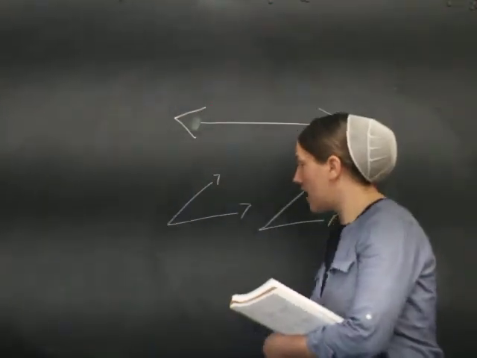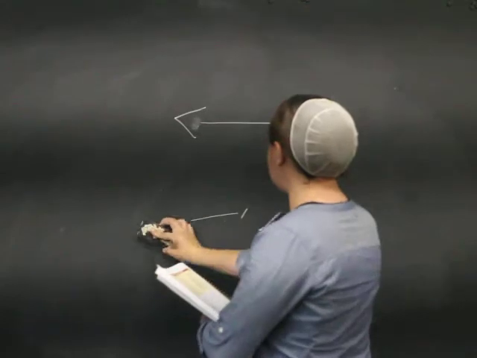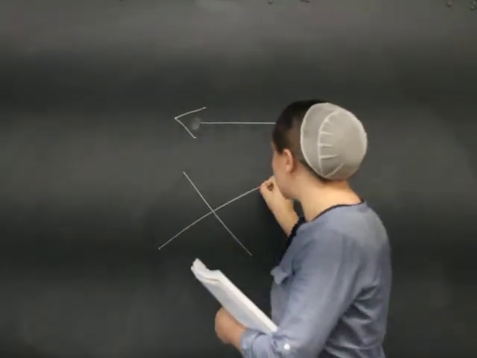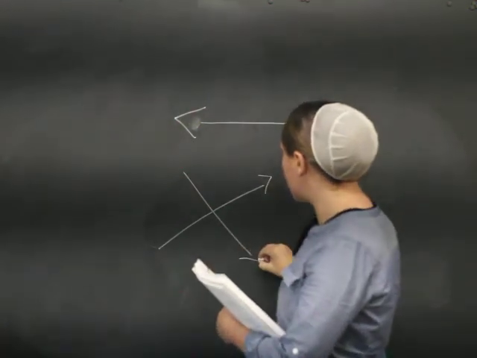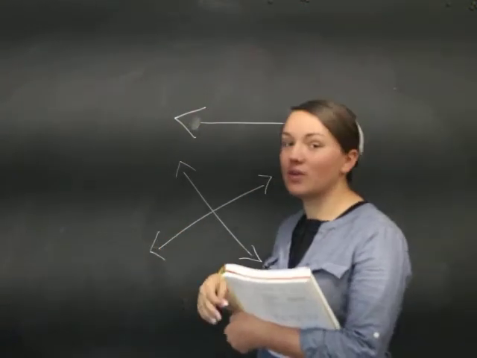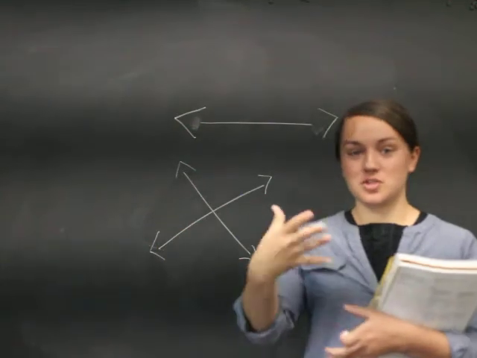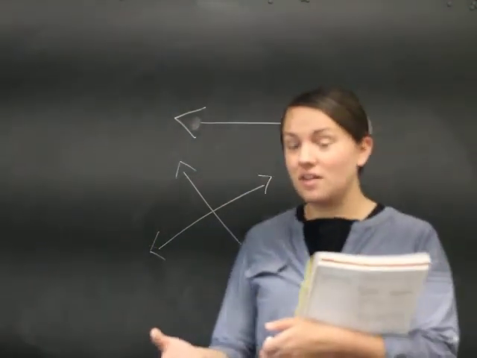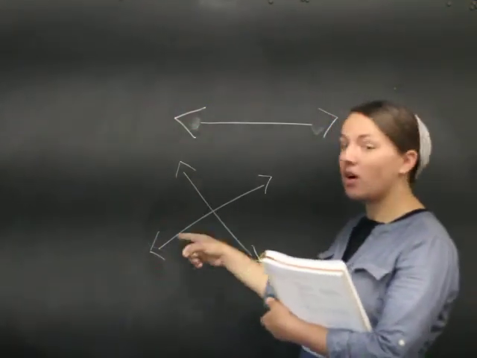Now, the next thing that we have is lines that intersect each other. Okay, lines that intersect each other are called intersecting lines. Like, you know, an intersection on a road when you come to a traffic light and two roads cross each other, it's called an intersection. These are intersecting lines because they cross over each other.